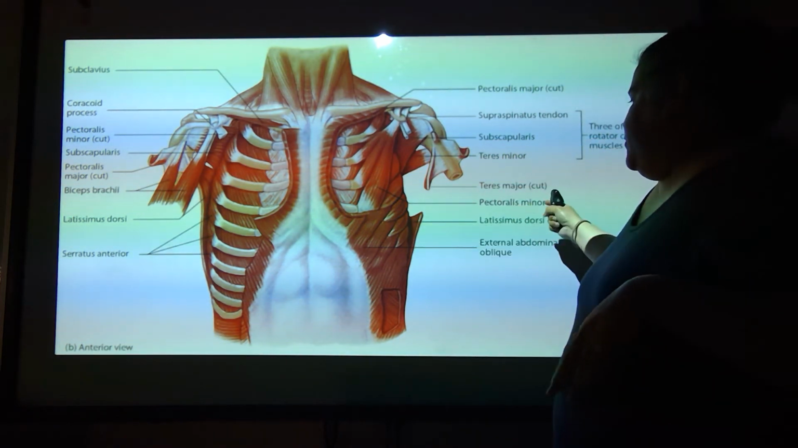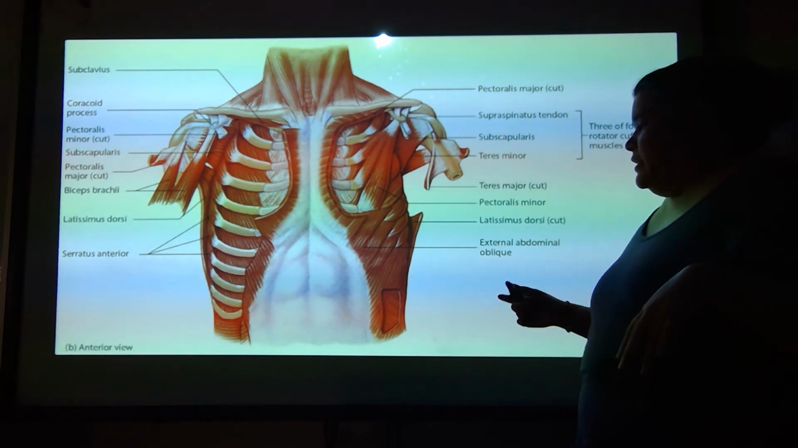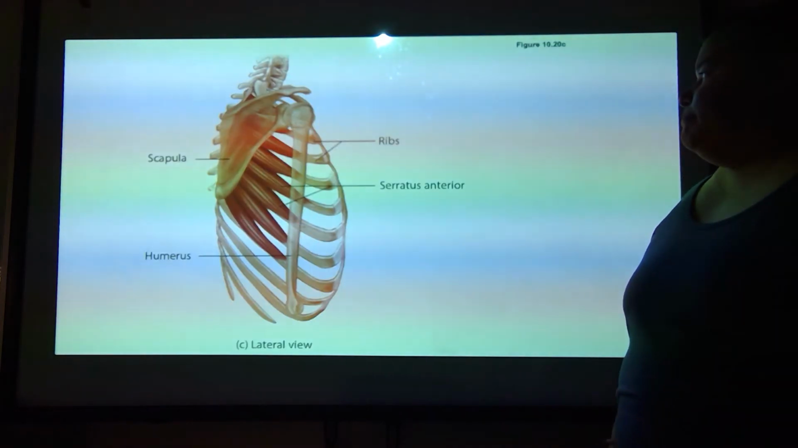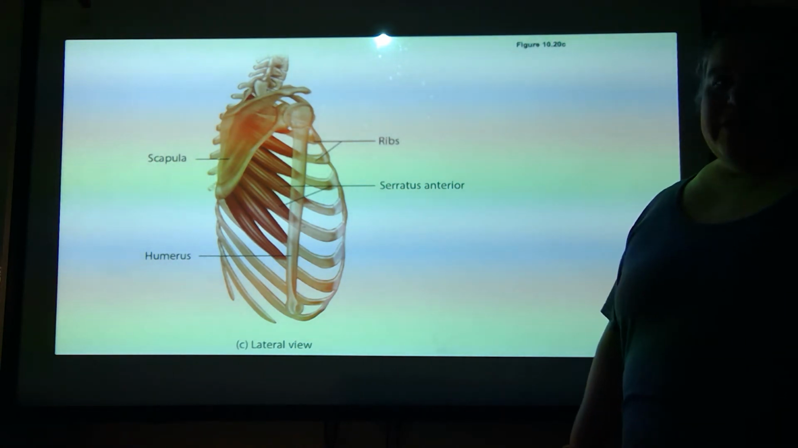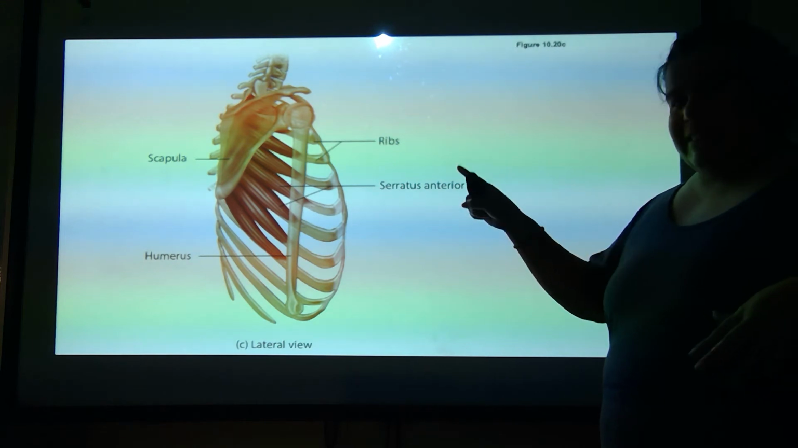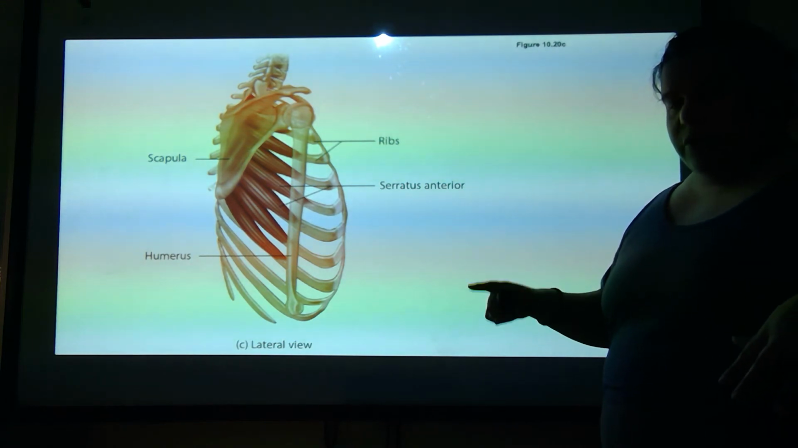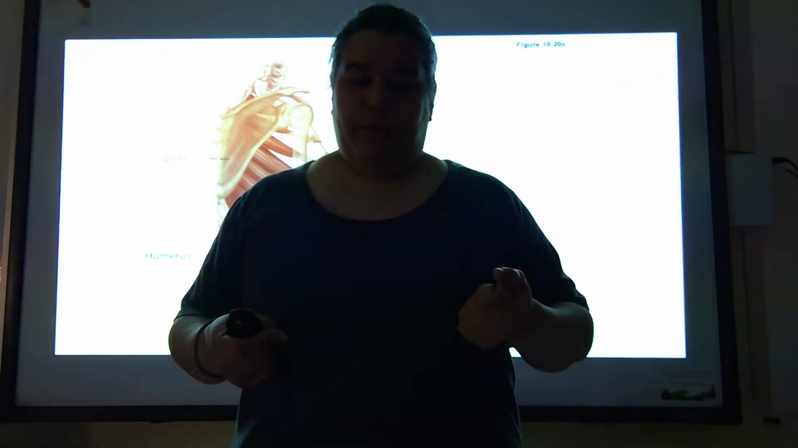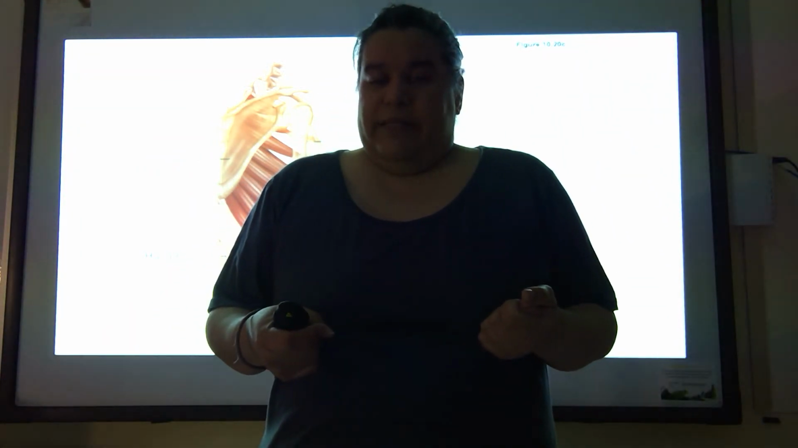We talked about the pectoralis minor, the latissimus dorsi, and the external abdominal oblique already. And then we've got the serratus anterior. Remember in the last video of the torso, I said it kind of looks like a serrated edge, okay? It rotates and protracts the scapula.